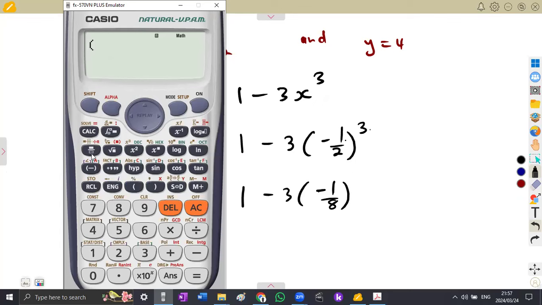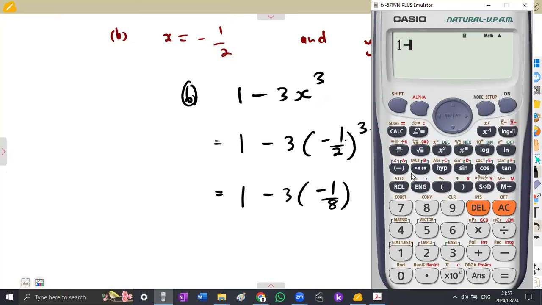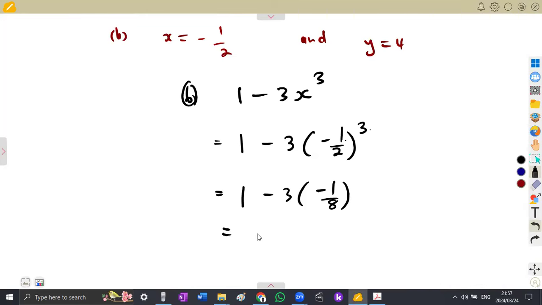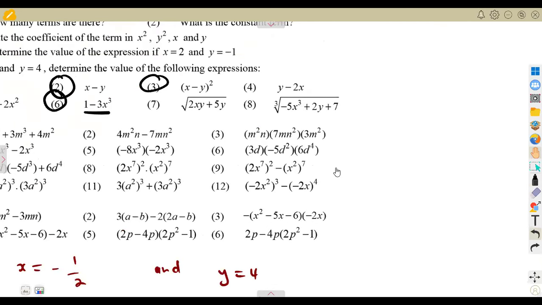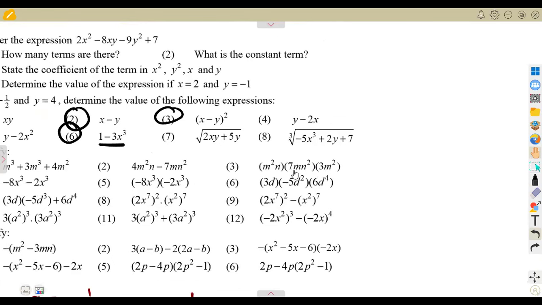That's -1/2. So you've got -1/2, like this, to the exponent of 3. And it's going to give you -1/8. So I can simplify this whole remaining part, 1 minus 3 into -1/8, like this. This can be simplified. That is going to give us 11/8. So you can even simplify that way. So these are the typical questions that you might be given. All right, so it's the same thing as what you can see here.